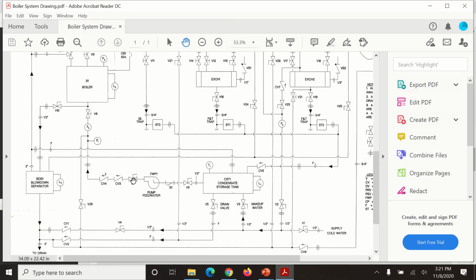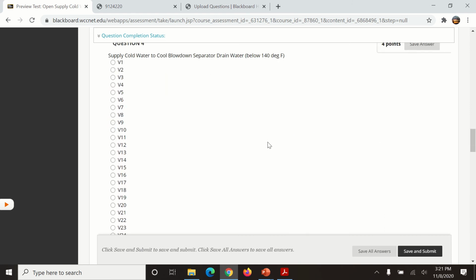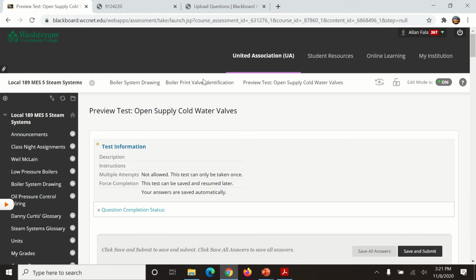Here is the feed water pump. If you were going to do service on the feed water pump, you would close valve 7 and valve 6. That would isolate that pump. So on this question where it says feed water isolation valves, you actually have to pick 2 instead of 1. Anytime you see that, you definitely have to pick 2. I know there's more than one of those.